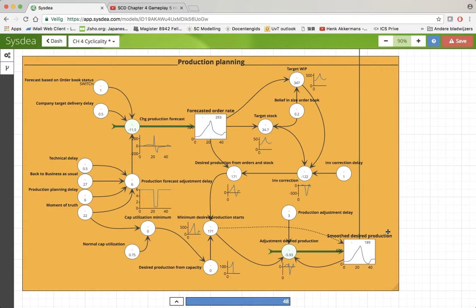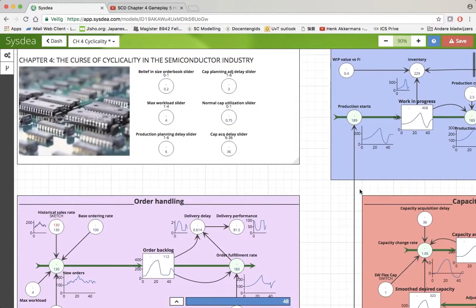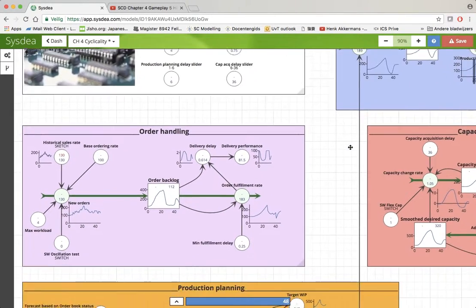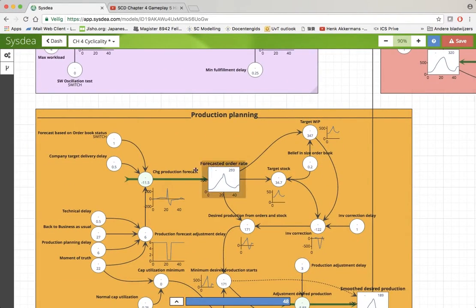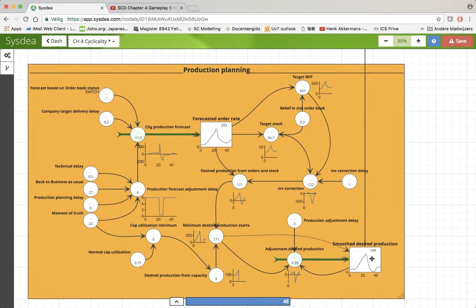You want to know how many, let's follow the line here, how many wafers should I set up? How many production should I start here? And what gets in here is at least some order rates, some actual orders being placed. Now, let's see how we get from here to there.